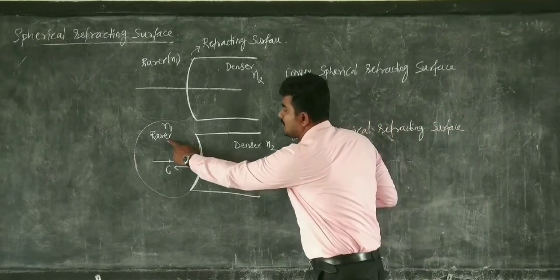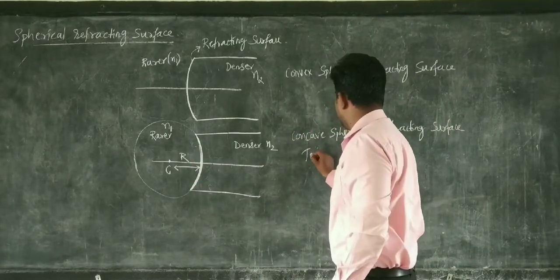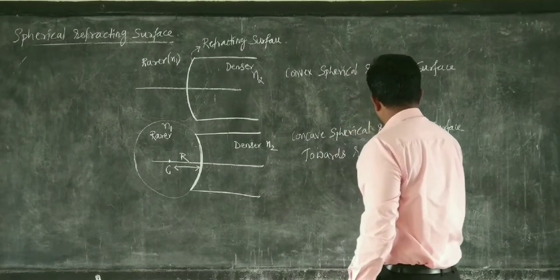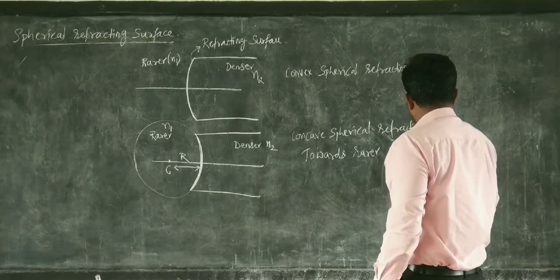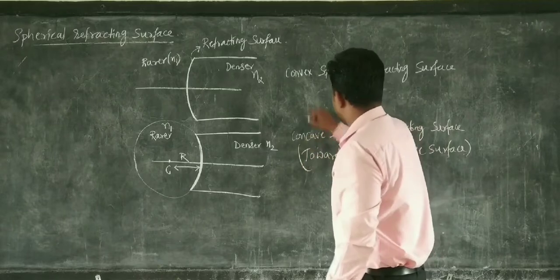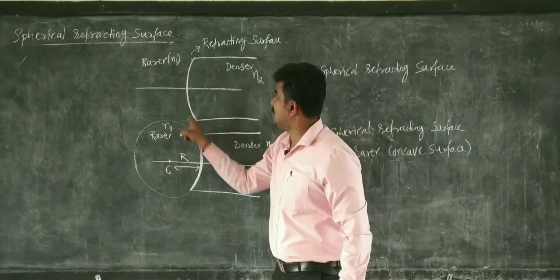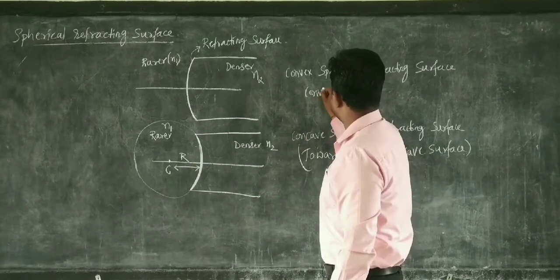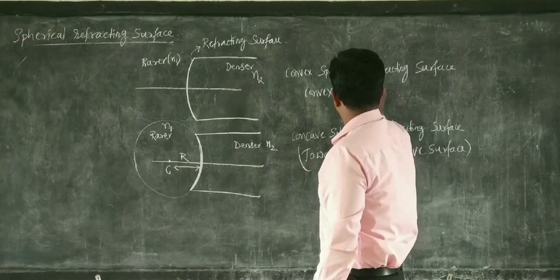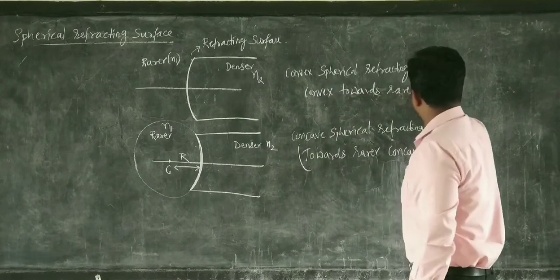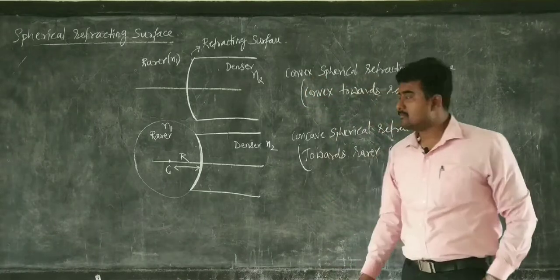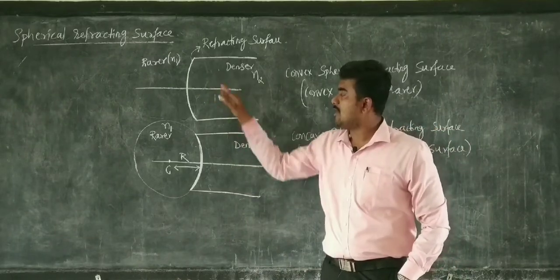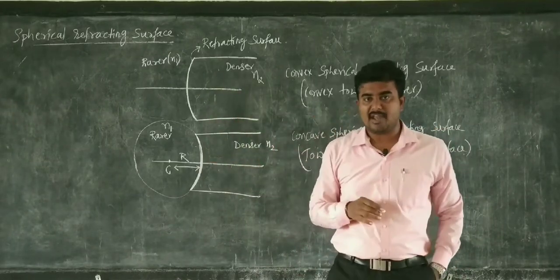Towards the rarer, concave is there. Concave surface. Here, this is rarer and this is convex shape. Convex towards the rarer. This way spherical refracting surfaces are classified in two ways: concave as well as convex spherical refracting surface.